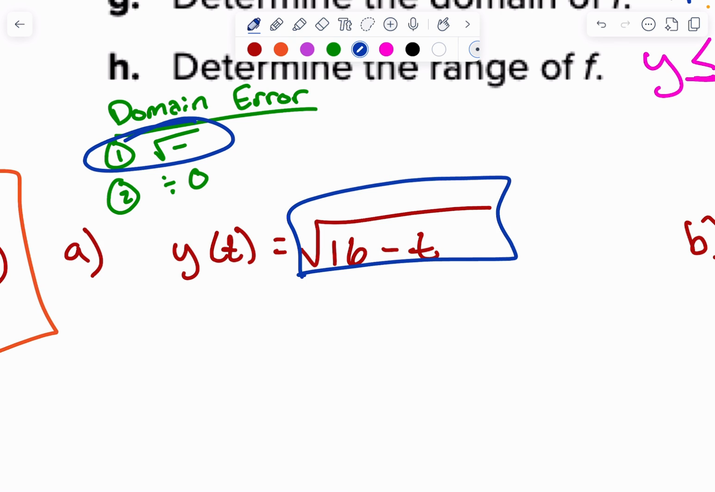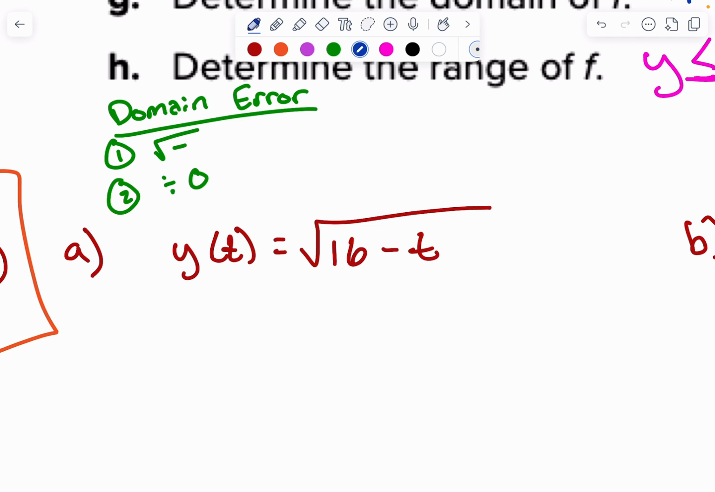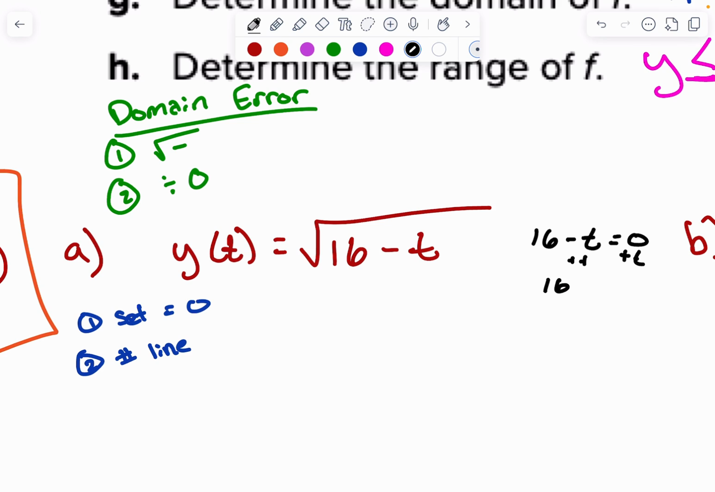This one's a little more tricky than just dividing by 0. The first thing we have to do, and I think I told you it has a couple of steps: number one, I set the inside equal to 0. Number two, I plot it on a number line, because if you do that, you can't make a mistake. So the first thing I do is set 16 minus t equal to 0. Normally you'd move the 16 over, but I'm going to add the t over. So 16 equals t, and this is my critical number.